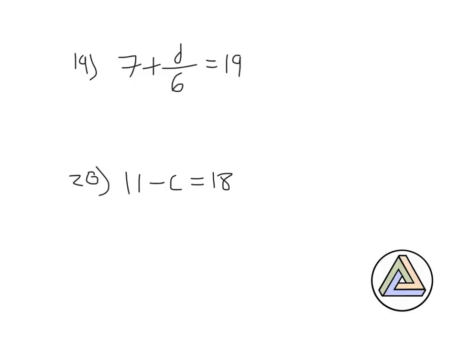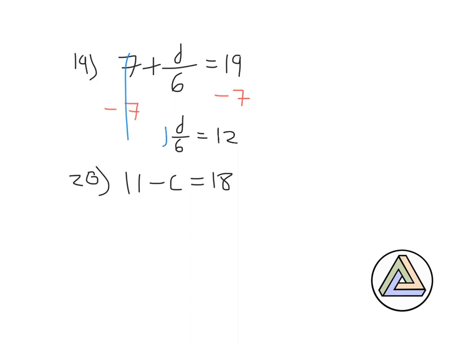Moving on. All right, so we have 7 plus d over 6 equals 19. We got to get this d over 6 by itself. So we have negative 7, minus 7. And then, as a result of that, d over 6 equals, well, what is 19 minus 7? I'm having a problem with my brain. 19 minus 7 is 12, yes.